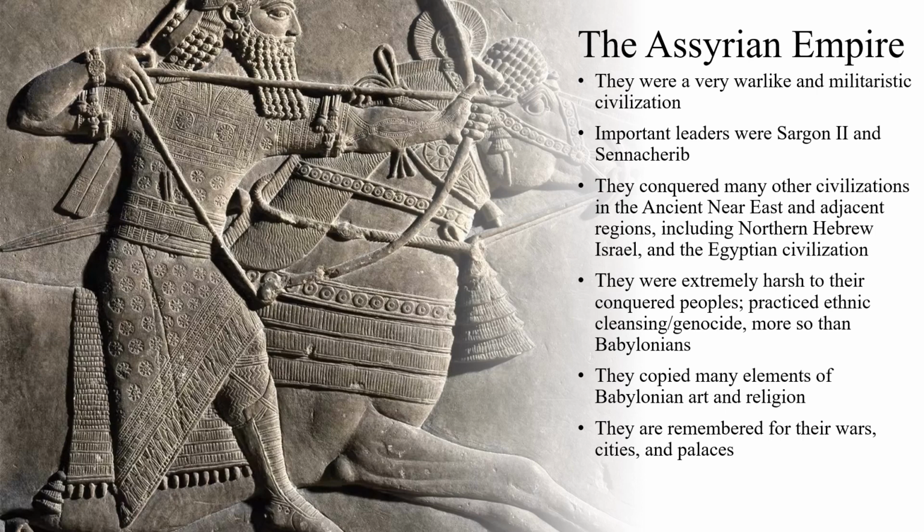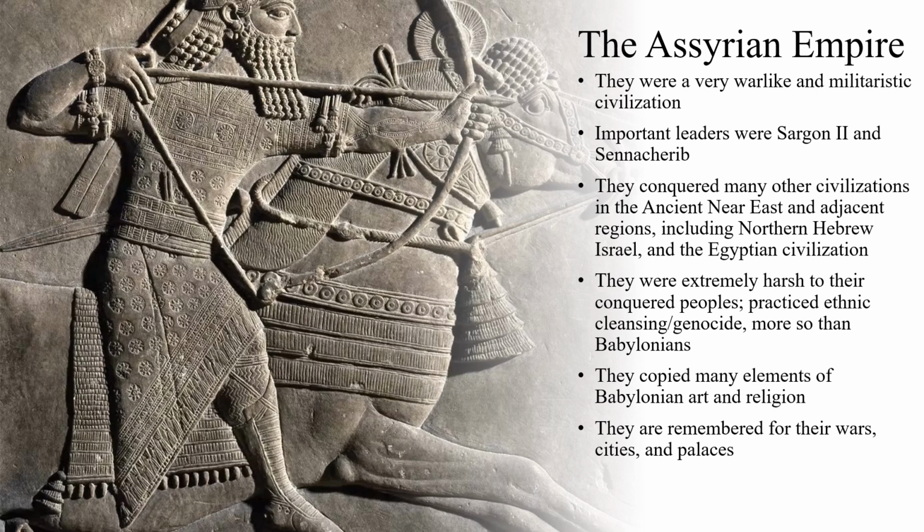Some of their most important leaders were Sargon II, named after the founder of the Akkadian Empire, and Sennacherib. They conquered many other civilizations in the ancient Near East and adjacent regions, including the northern Hebrew kingdom of Israel. They also conquered the Egyptian civilization, as discussed in a previous video.